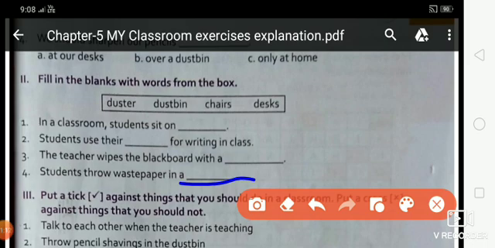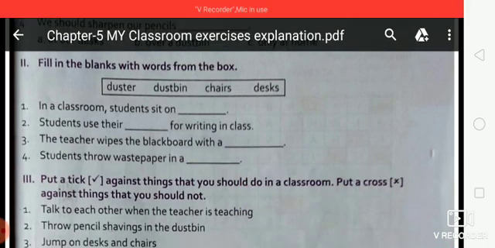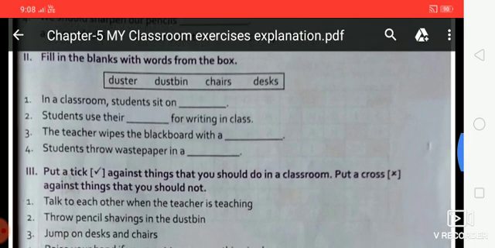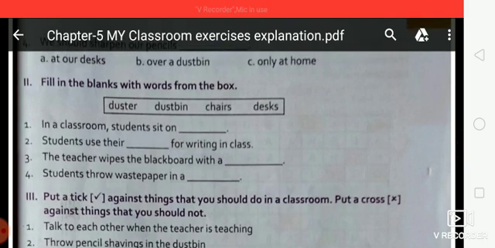Is that clear? Now students, our exercise 2 is also completed. You have to complete this exercise in your book, and you have to learn these two exercises, students, because this is your homework for today.